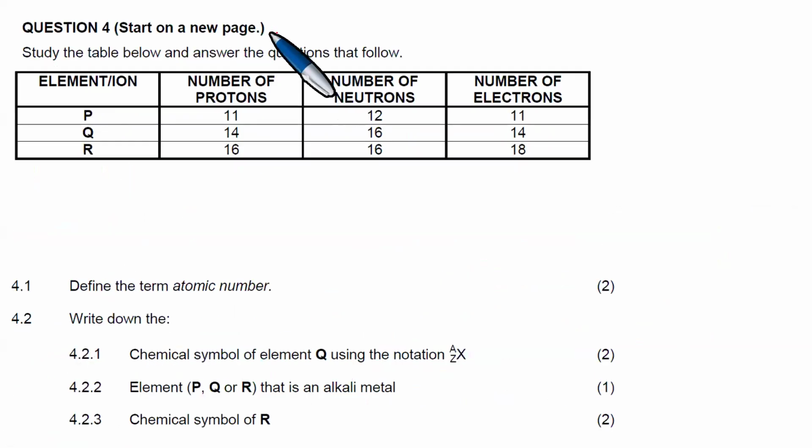Okay, let's look at question 4. In question 4, I want to start the table below and answer the questions that follow. There are a couple of elements here, or it can be an element or an ion, the examiner is saying. The number of protons are 11, 14, 16, and the number of neutrons are 12, 16, 16, and the number of electrons are 11, 14, 18. Now, we answer the question.